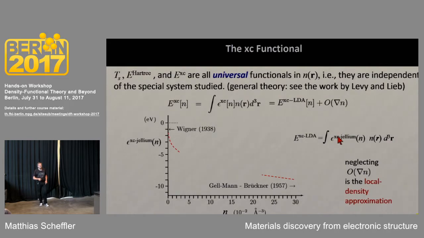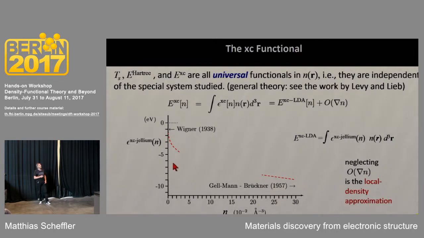This has been studied even before density functional theory, even in the 1920s. The interesting thing is that for constant electron densities, for jellium, if the system is at least locally constant, you know the exact exchange correlation functional. At least Wigner has shown this in 1938. So this is E_xc of jellium as a function of density. This is the exact result for low densities, we knew this. And for high densities, Gell-Mann and Brueckner did this in 1957.